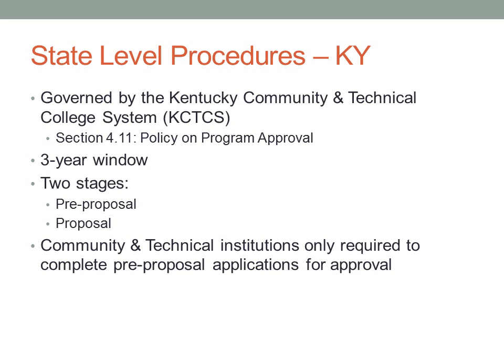Conversely, if the applying institution can provide evidence that KCTCS will not create a similar program, the council can approve the application. If so, the applying institution must then submit a full proposal to the KCTCS Board of Regents for approval. Institutions should notify and gain approval for any programs they intend to develop within 3 years. The academic program approval process consists of 2 stages, the pre-proposal and the proposal stage.